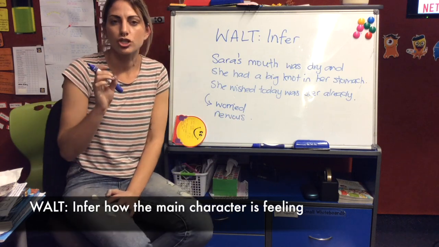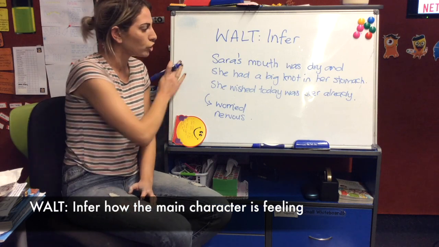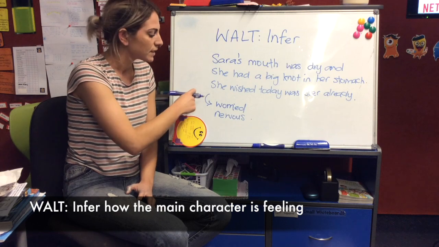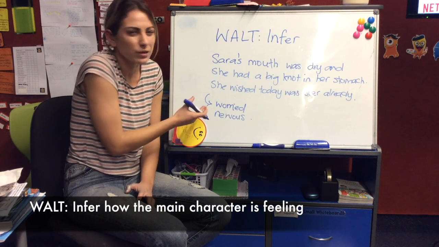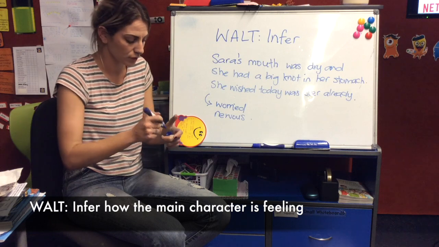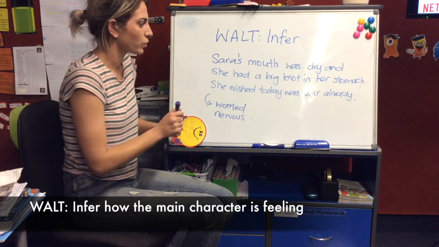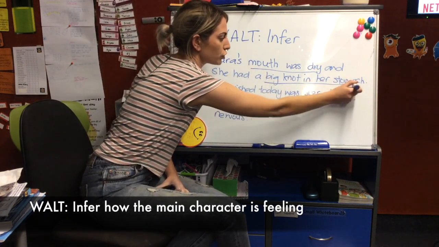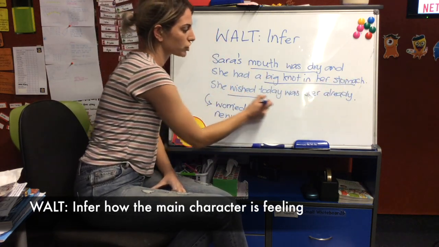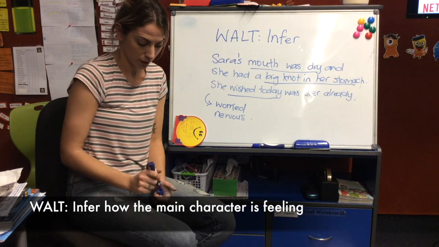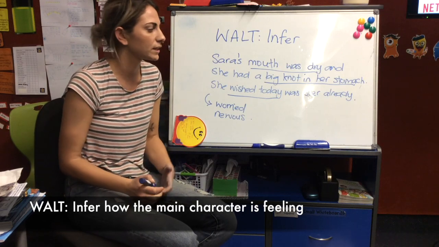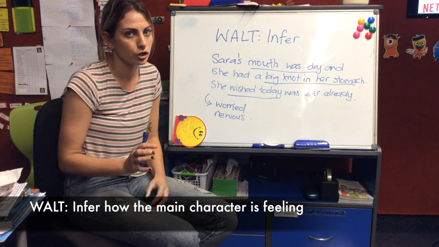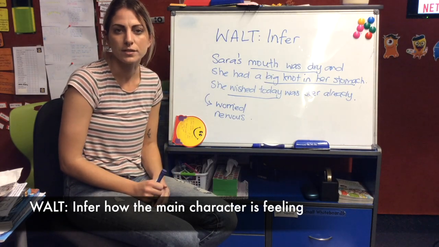The writer doesn't actually have to tell us that. Nowhere in that sentence did the writer say, Sarah is worried. Sarah feels nervous. But they didn't really have to. They left us enough clues. So the clues that they left us were that her mouth was dry. She had a big knot in her stomach and she wished today was going to be over already. Okay, so the writer left us those clues and we could figure out from there that Sarah's not feeling very good. She's feeling a little bit worried or nervous.